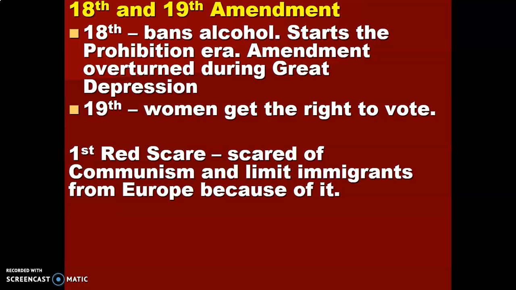Now, during this time, we're also going to be fearful of communism. So the first Red Scare is where we're scared of communism and we limit immigrants from Europe because of it. So all 3 of these flashcards are right here. 18th Amendment bans alcohol. 19th Amendment, women get the right to vote. First Red Scare, scared of communism, limit immigrants from Europe because of it. Which then, if you go down to number 6 on your questions and answers, what did the United States start to restrict? Immigrants coming from Russia and Eastern Europe after World War I. I think that should say why did, but it's because we were scared of communism.